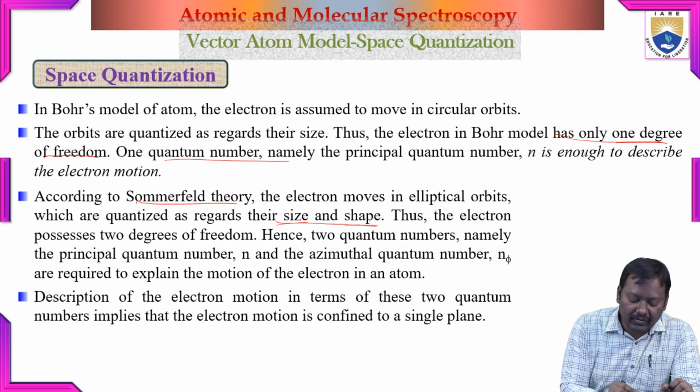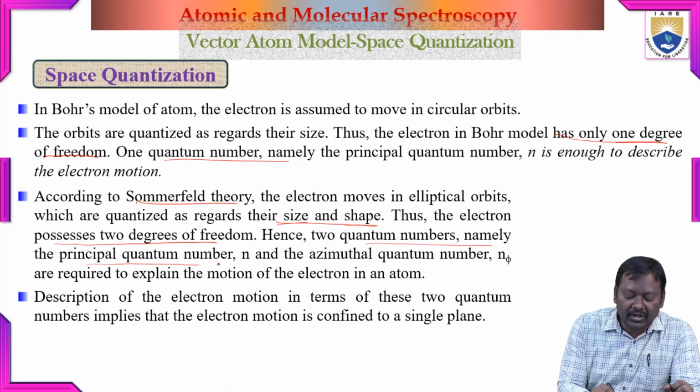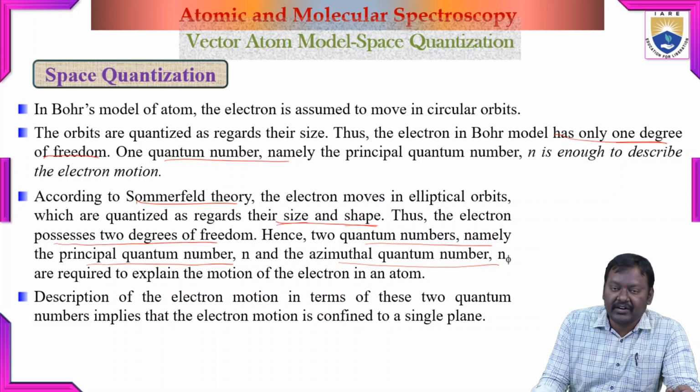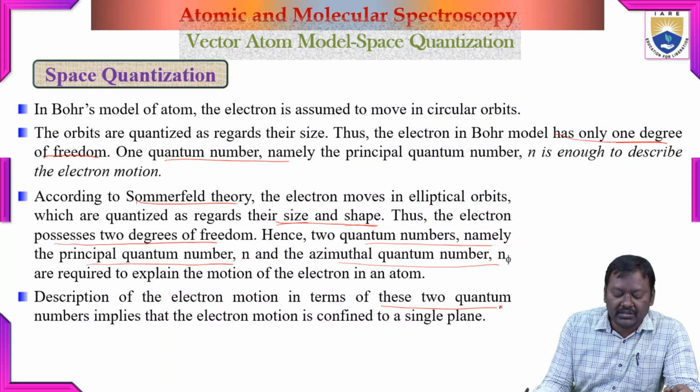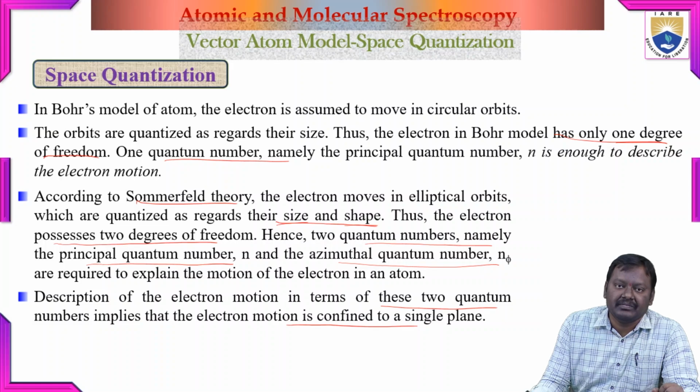That's why this model possesses two degrees of freedom. Hence two quantum numbers, namely the principal quantum number n and the azimuthal quantum number n_phi, are required to explain the motion of the electron according to Sommerfeld theory. Describing the electron motion in terms of these two quantum numbers implies that the motion is confined to a single plane. According to Sommerfeld theory, as the electron moves in an elliptical orbit, it moves in a single plane, the plane of the orbit.